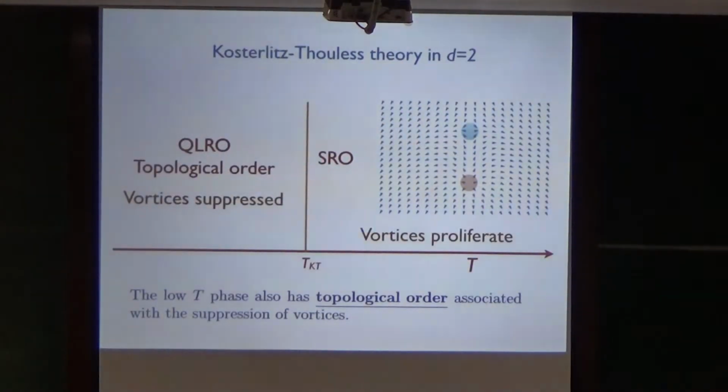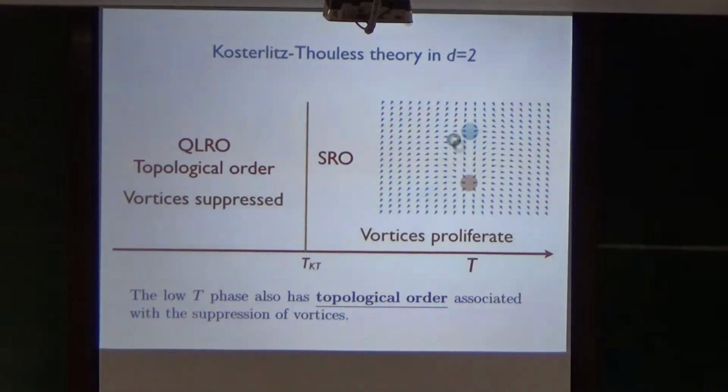And the quasi-long-range ordered phase, by some people's definitions, is a phase with topological order, because it's a phase in which certain topological defects are very rare. So the basic topological defect here is a vortex, where the spins wind around by 2 pi around this vortex core. So this is a vortex, and that's an anti-vortex.